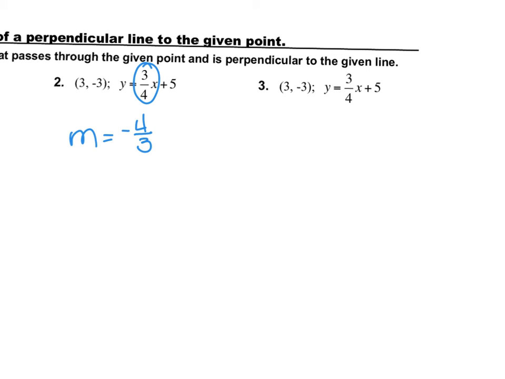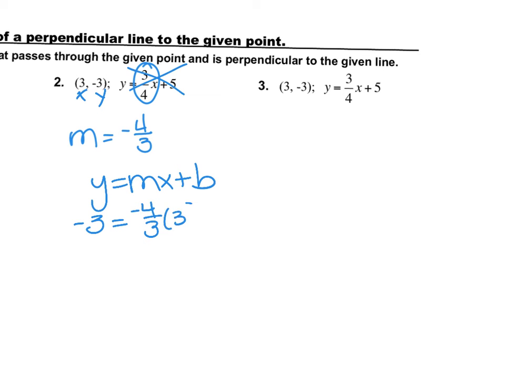All right, so now that I know what my slope is, let's get rid of that one. So now what I see is that I have a slope and I have a point. I don't have the y-intercept. I need both the slope and the y-intercept, so let's find it. So I'm going to have y, -3, is equal to our slope of -4 over 3 times 3 plus b.